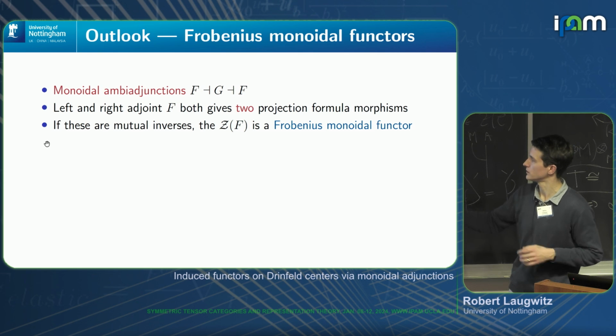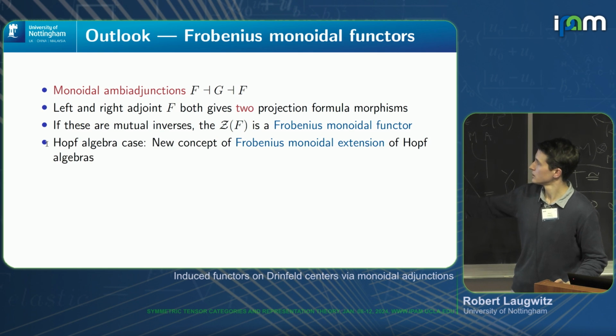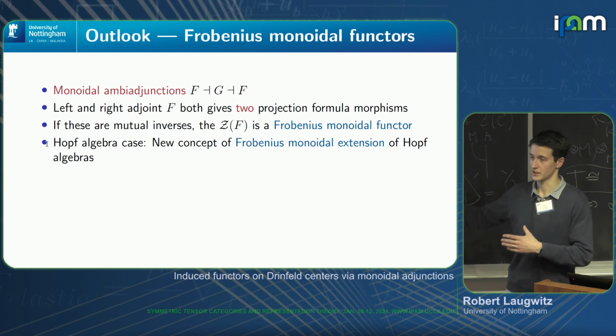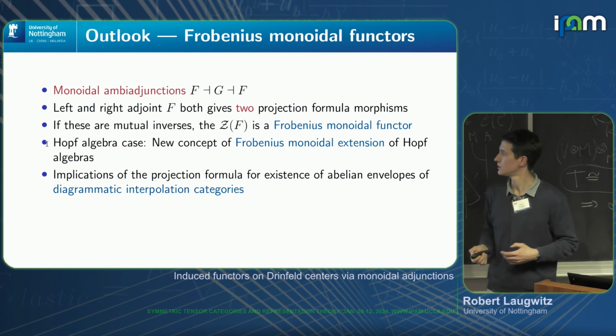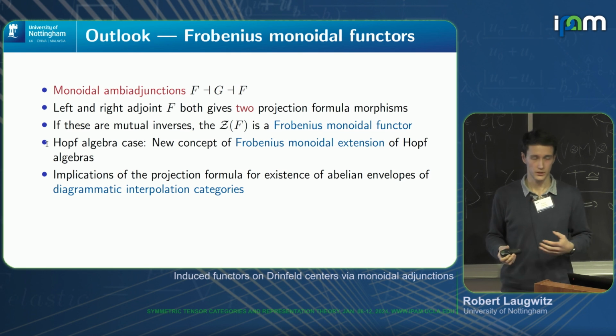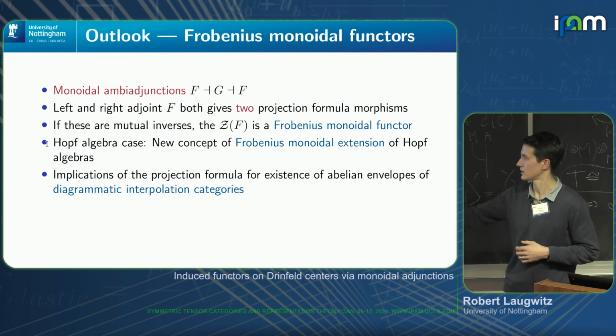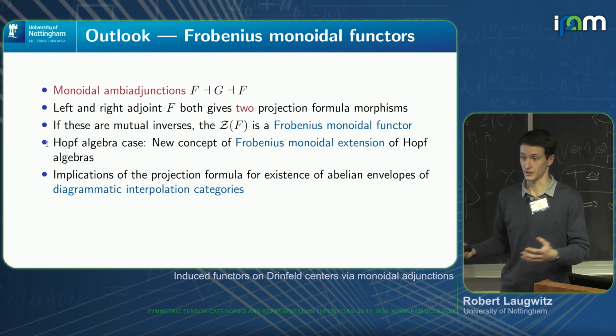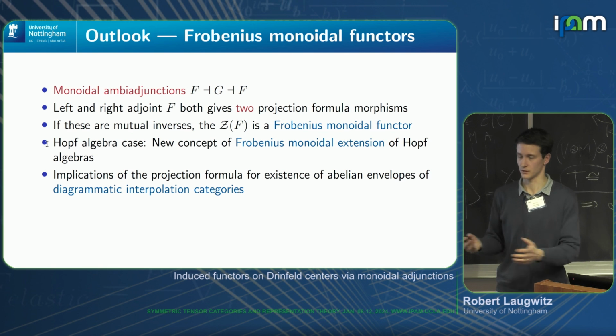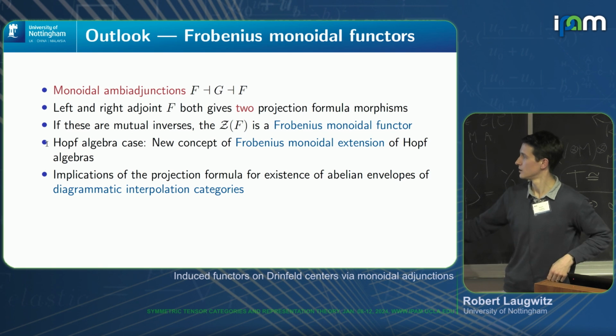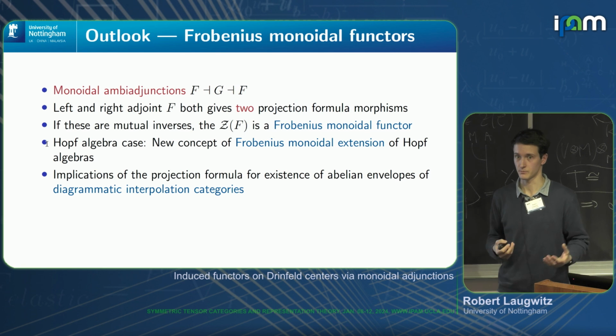work that we are currently writing up. You can also, under certain situations, which are a little bit harder, get a Frobenius monoidal functor, and you can study what this means for Hopf algebras. And then there was also a side project on implications of the projection formula for existence of abelian envelopes, which I will not be able to talk about in this talk, but this is also an application we have in mind, because originally we started thinking about this because we were thinking about the center of Rep S_t, and we found a functor that goes there, and we want to generalize. So we're also interested in how this says something about interpolation categories of a more general nature.